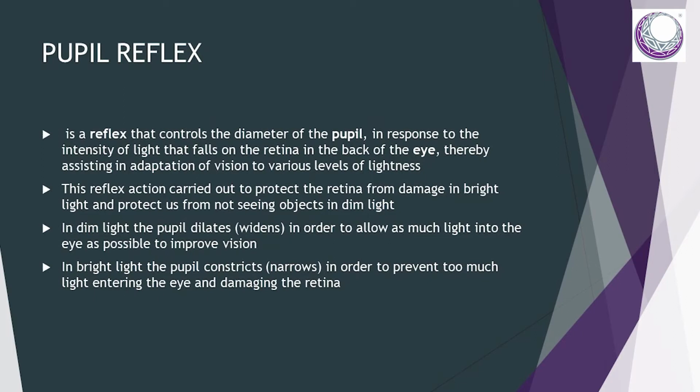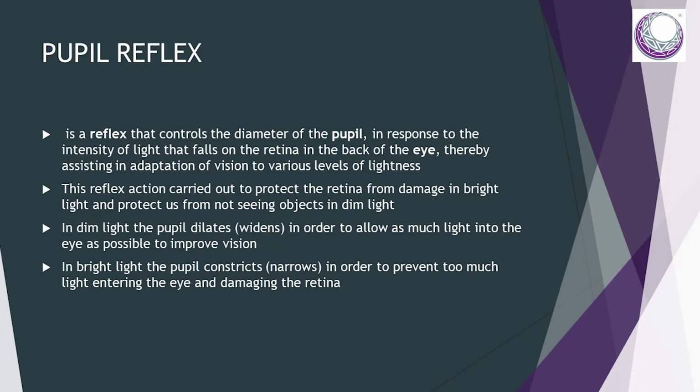It protects our eye from being damaged by too much light. So when one is exposed to too much light, the pupil has to be adjusted in such a way that we have less light entering the eye. When one is in a dark room, the pupil has to adjust in such a way that it will allow more light to enter so that one can have a clear vision of what is there.